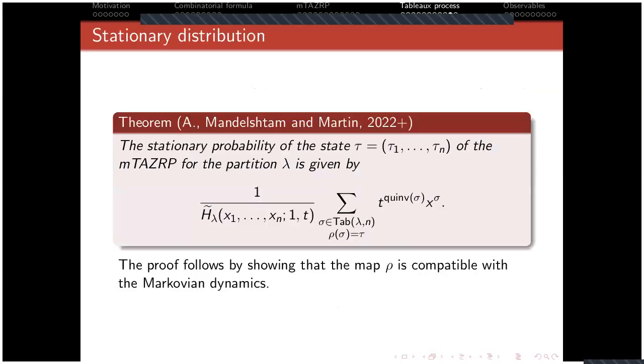And so therefore, to get the stationary probability of any state in the multi-species TASEP, you have to sum over all things that project to it, all tableaux that project to it, and take t to the weight. And therefore that shows the partition. And to show this lumping, we have to show that this projection is compatible with the dynamics.